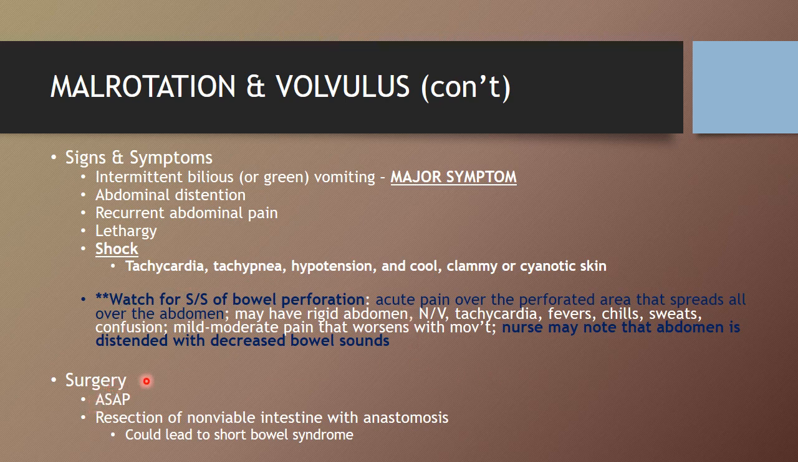Surgery needs to be done as soon as possible because we want to save as much of the gut as we can. Resection: they're going to cut off the non-viable intestine. So anything that has been necrotic or is ischemic and is no longer functioning, has no blood flow, they will cut it off, and then they will anastomose it. Meaning they're going to sew the ends back together. Whatever sections they cut off, the viable sections, they will sew them together, and that's called anastomosis.